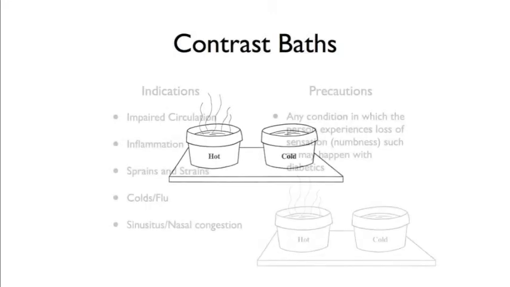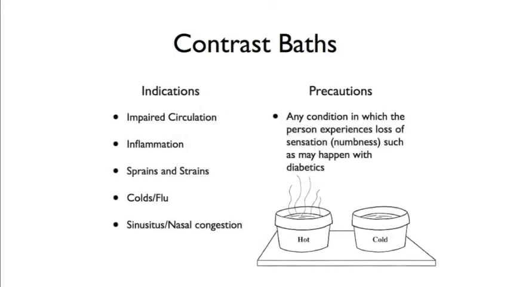All right, let's look at some of the uses for contrast baths, that is our indications. It could be impaired circulation. And we talked about from the intro video, if we want to have good health, we must have good circulation. Contrast baths are a good remedy to reestablish good circulation. So impaired circulation, also inflammation, sprains, strains, colds, flu, sinusitis, nasal congestion. Many of these can be remedied by using the contrast baths.